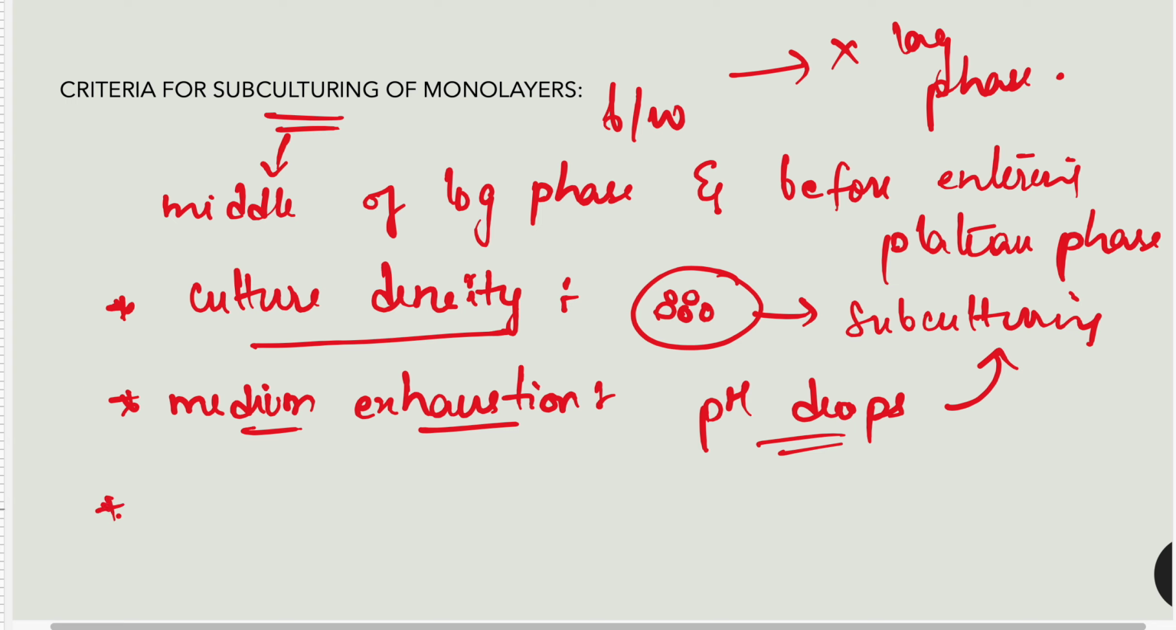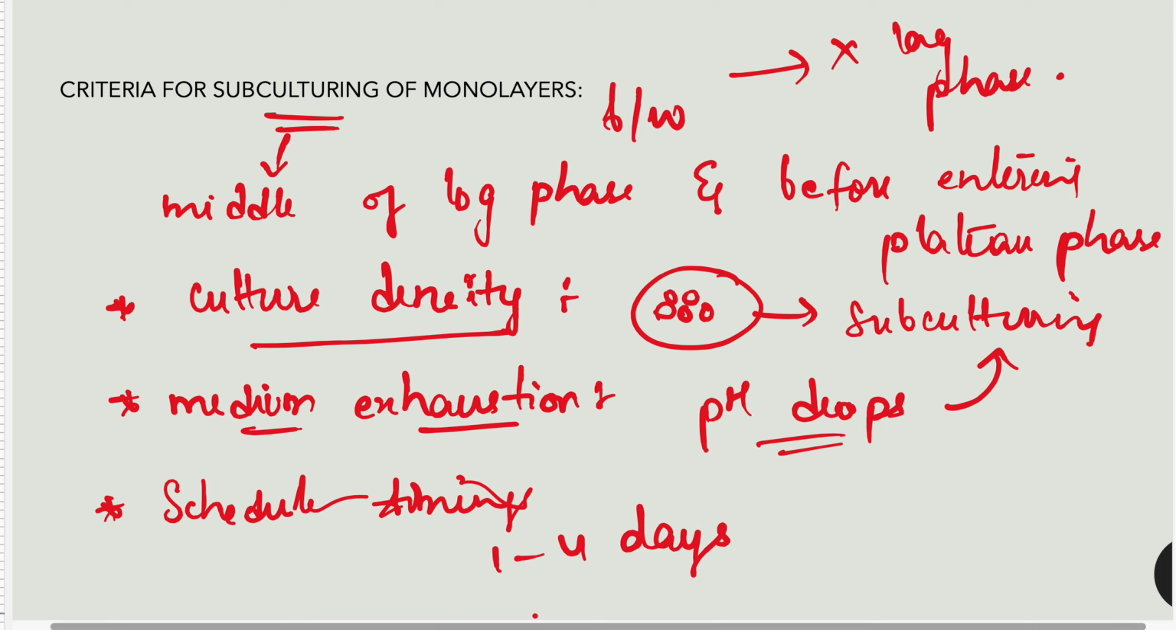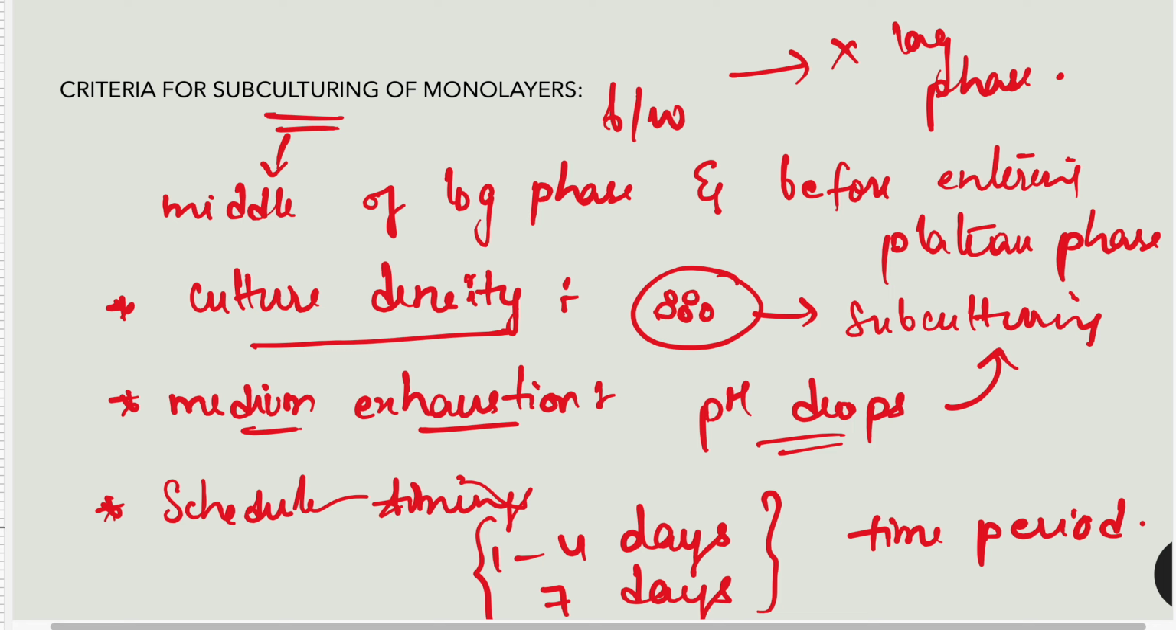Next, scheduled timings. We keep scheduled timings to change the media, such as 1 to 4 days or 7 days for subculturing. We keep a particular time period to change media or subculture. Next, we will see the techniques used for monolayer subculture. Here there are some steps involved in monolayer subculturing.